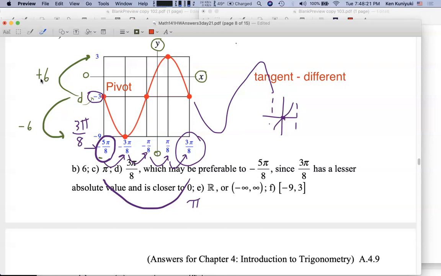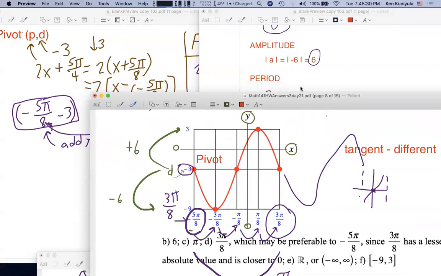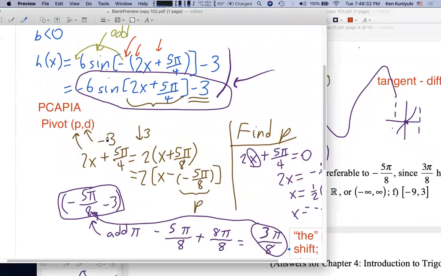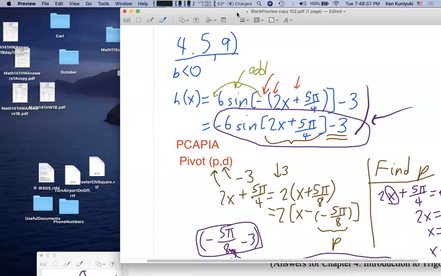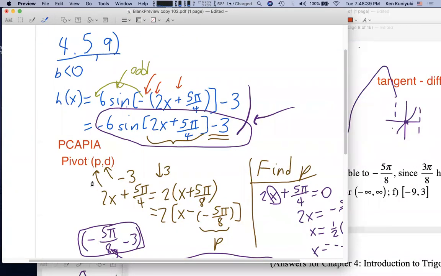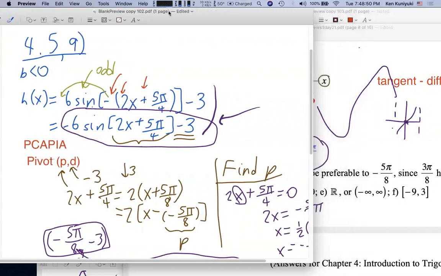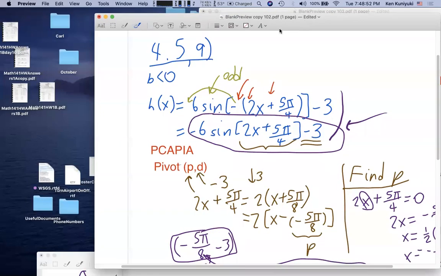Anyway, so we're done. We spent a good 40 minutes, but it was worth it, right? Because that's Picapia. And if you can do number 9, then you can basically do any sine or cosine guy. Just know which cycle to use, because if you have sine or cosine, A can be positive or negative, and I'm assuming B is positive by that point. But yeah, 4.5, number 9, one of our hardest, if not the hardest.